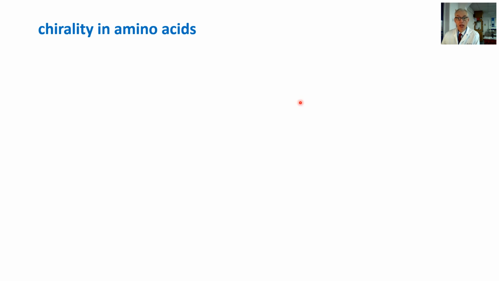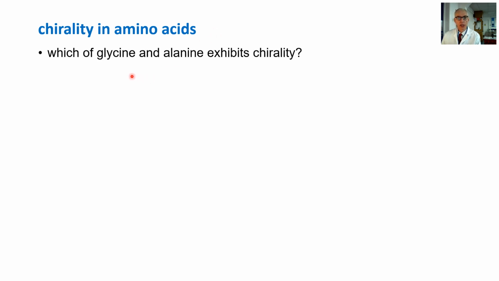So let's apply chirality to amino acids, which is why the exam board have included it in this topic. Which of glycine and alanine exhibits chirality? Look back in your notes. If you don't recall, glycine and alanine are common names for the 2 simplest amino acids. Which of those 2 exhibits chirality? You'll need to draw structures. Pause the lesson, come back when you are ready to look at the models.